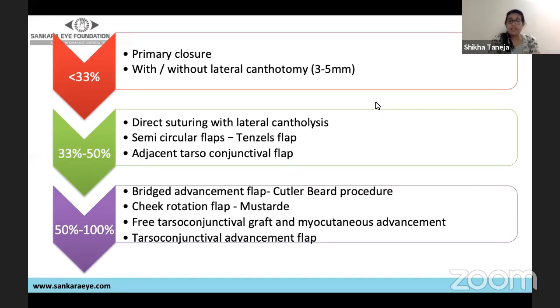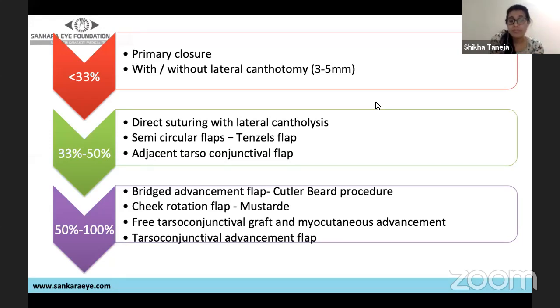So another thing is, as I had told you, how much is the extent of the lesion. Suppose the defect is less than 1/3. In that situation, we can go ahead with primary closure with or without lateral canthotomy. Once we do a canthotomy or cantholysis, that gives us that extra 3 to 5 mm of tissue to play around with. If it is 1/3 to 50%, another very good option which we can use is Tenzel's flap. That also gives us a nice amount of tissue for reconstruction.